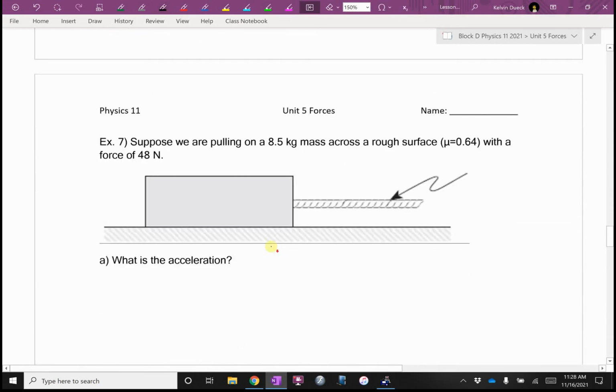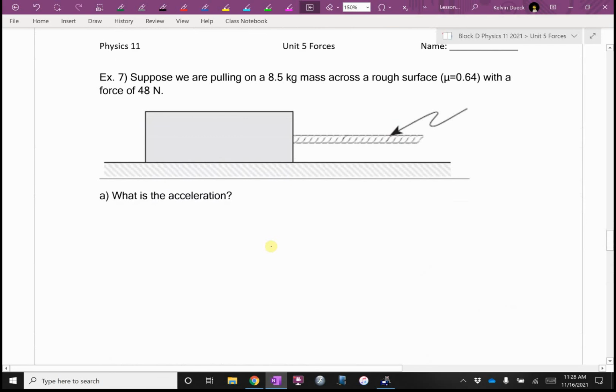Holy smokes, we are going to finish the lesson. Okay. Suppose we are pulling an 8.5 kilogram mass across a rough surface with a force of 48 newtons. Okay. Ashley, what does it want me to find?